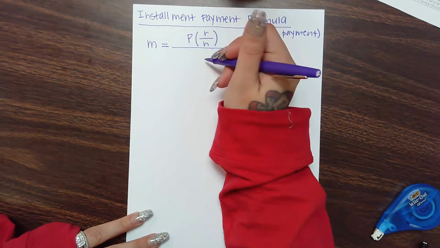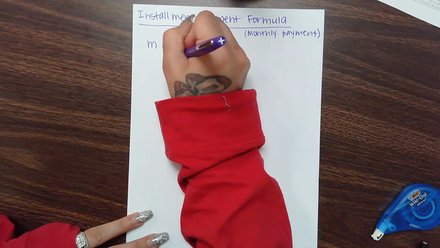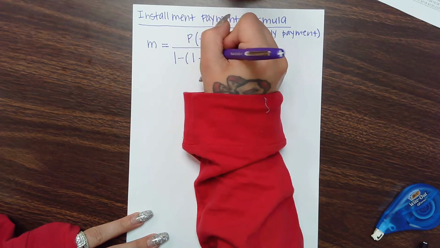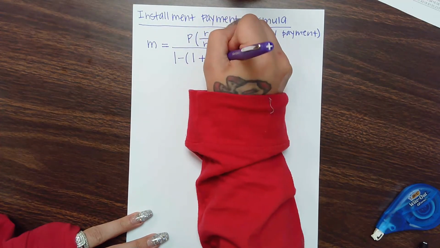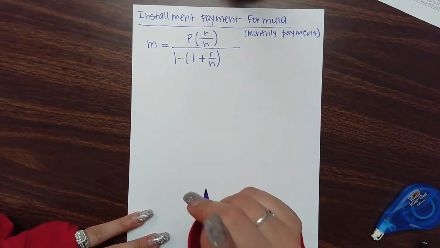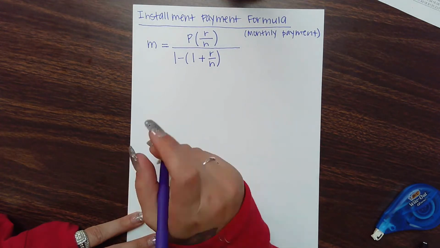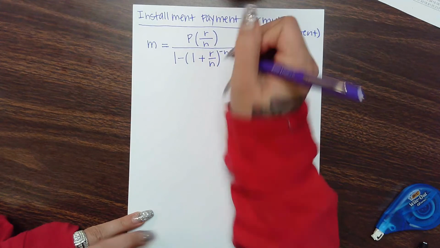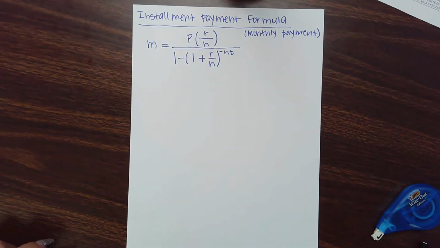In the denominator, you go 1 minus open 1 plus R over N close. And now I'm going to raise this to the negative N times T power. There are three examples for this formula, and I'm going to really take my time explaining just how to enter everything into the calculator. So everyone should be really good when we get done.